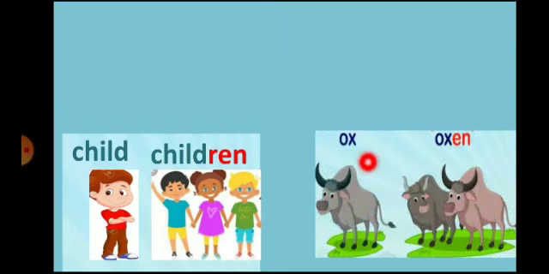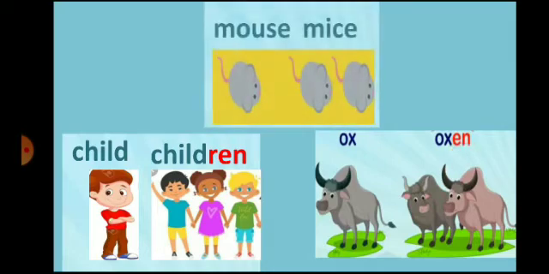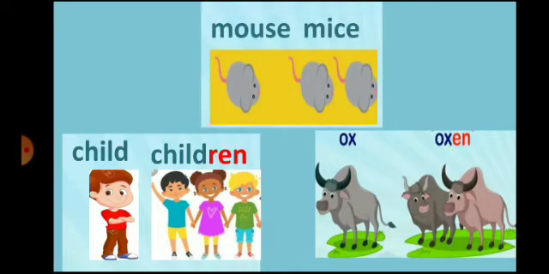I have already told you ox, oxen, it takes en at the end to make it plural. Then mouse. We have seen the poem mice. So there are many mice, na? There also I have told you mouse is singular and mice is plural.